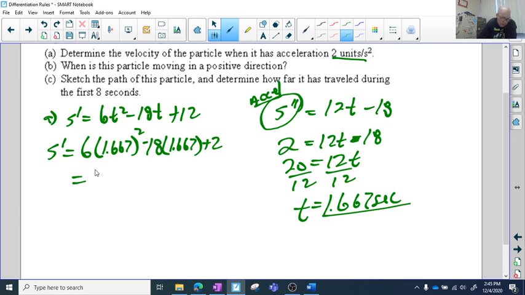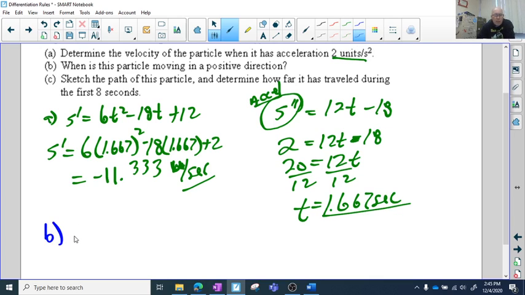And that will give me 6 bracket 1.667 squared, subtract 18 times 1.667, plus 12. A negative 11.333. It doesn't give us meters, it just says units. So let's call it units per second. It does give us seconds. Anyway, we knew it was seconds, but it doesn't give us any measurement unit. That's part A.